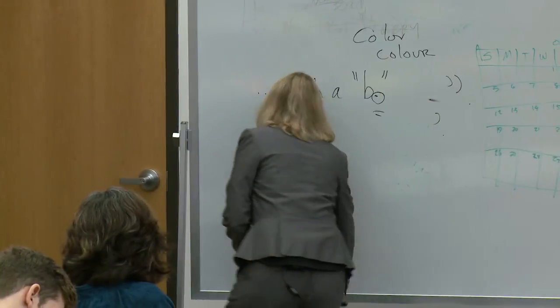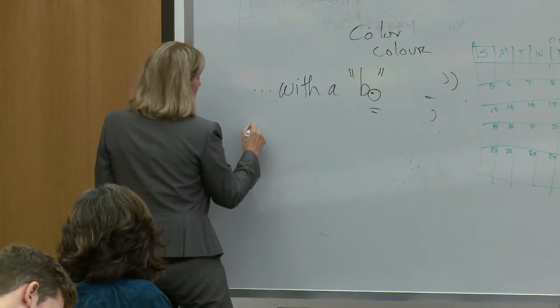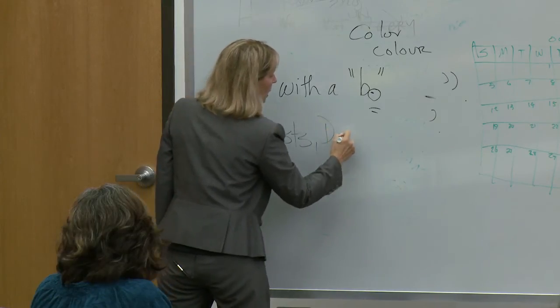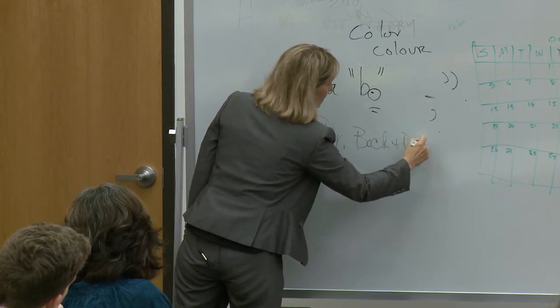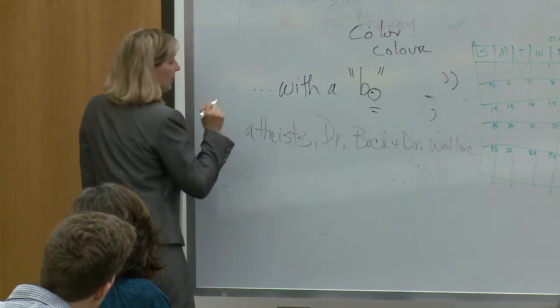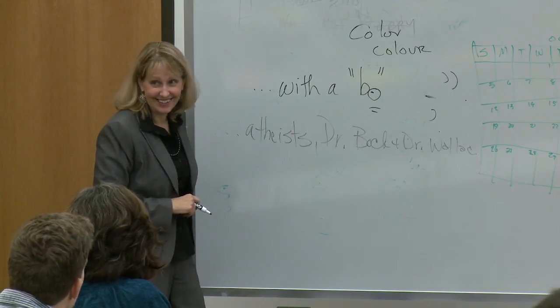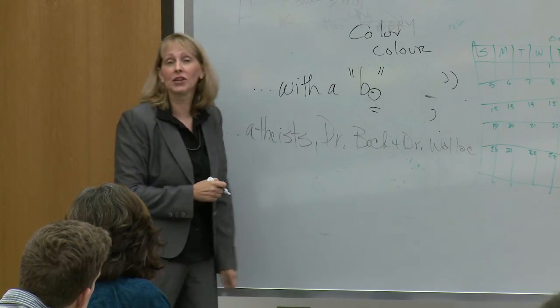All right, so let me take the sentence here. We invited atheists, Dr. Bach, and Dr. Wallace. All right? Now, right now, the atheists are Dr. Bach and Dr. Wallace. Okay? That's a bad thing. A little comma redeems their reputations.